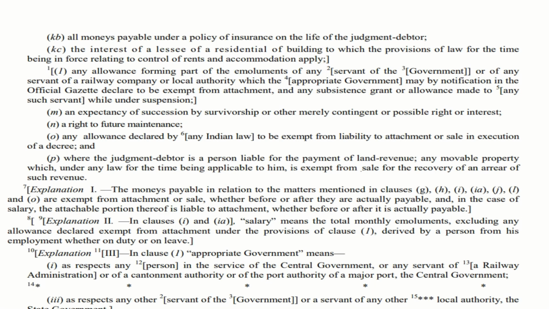Next, let us move to the other point, which is point N. If someone is having a right to future maintenance, that cannot be attached. The next point is point O. If there is an Indian law which actually exempts an allowance from liability to attachment, in that case that allowance cannot be attached.